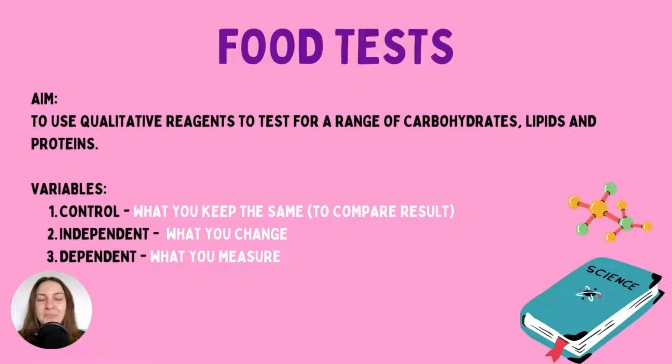So let's get started. The aim of this practical is to use qualitative reagents to test for a range of carbohydrates, lipids, and proteins. And one thing to be aware of is this is a qualitative method. So, we're looking for a color change here, and that will determine whether there is a type of food molecule in a certain food substance.